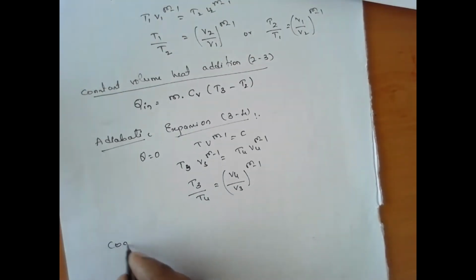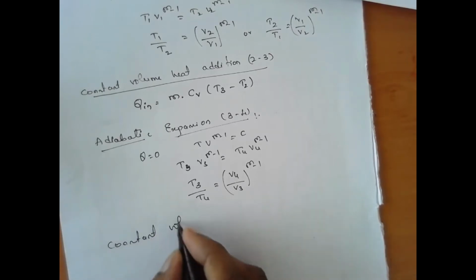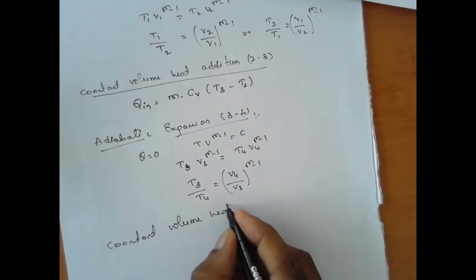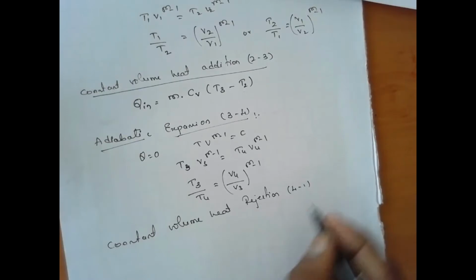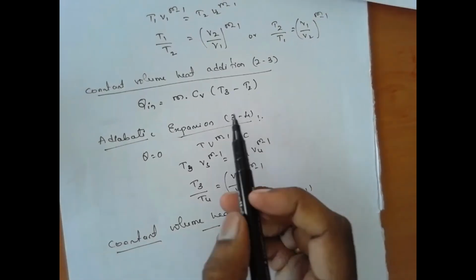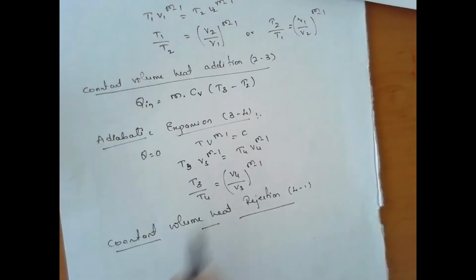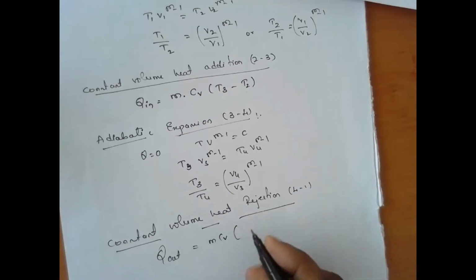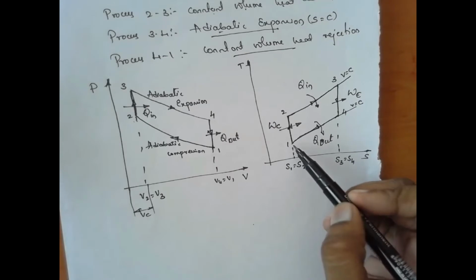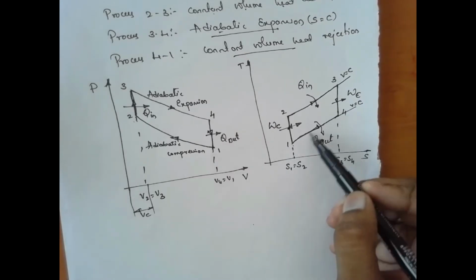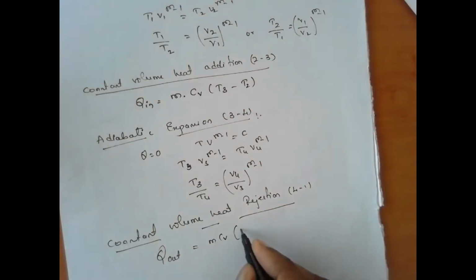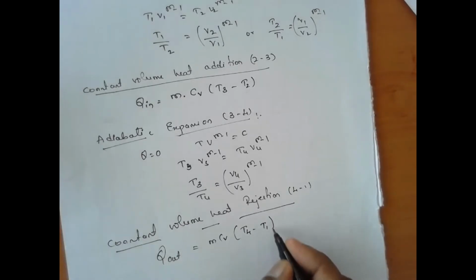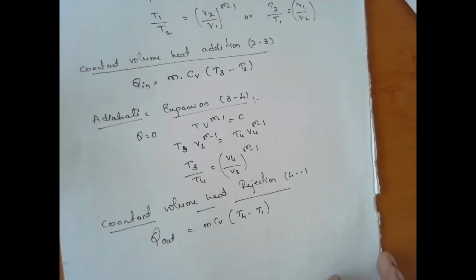Next process is constant volume heat rejection, that is 4 to 1. Similarly to what we wrote for constant volume heat addition, here Q out is equal to mCV times the temperature difference. Here the temperature is gradually decreasing from 4 to 1, so you take T4 minus T1.